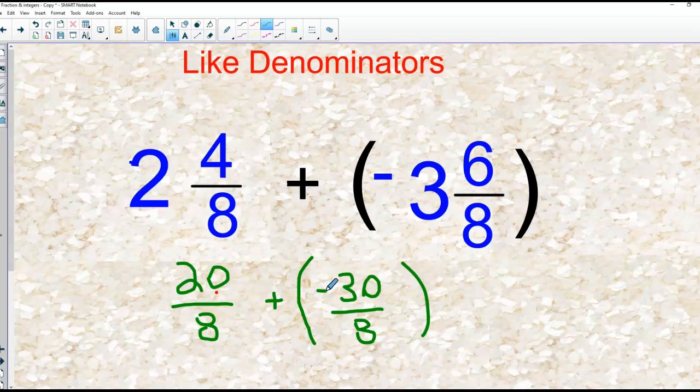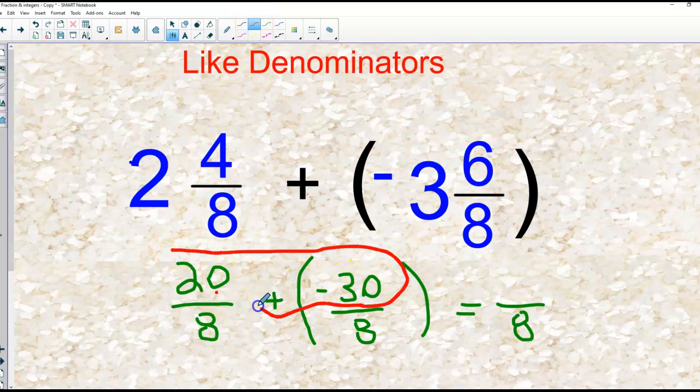Okay, now that we've made it improper, we know what to do with this. Denominator stays. And my problem says 20 plus a negative 30, right? If you're looking at your numerators. So 2 different signs, so I subtract and I get 10. And I'm going to keep the sign of the larger number. So this one happens to be a negative 10/8.